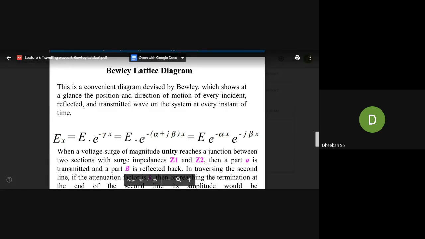What is the use of this Bewley lattice diagram, and what are they saying? That we have to first infer. Mr. Bewley devised a diagram for monitoring the transmitted and reflected wave. If there is a junction J, some amount of waves gets transmitted and some amount of waves gets reflected. For that, he devised the diagram.